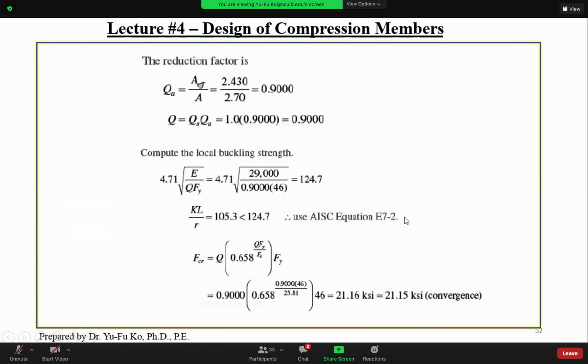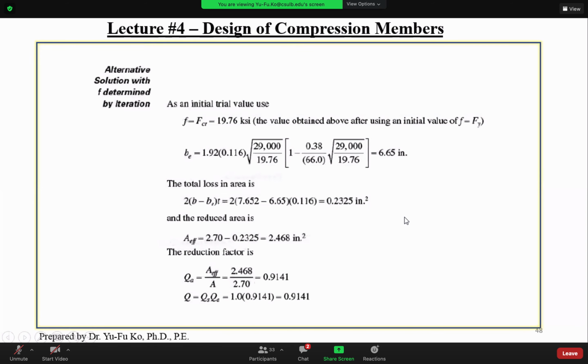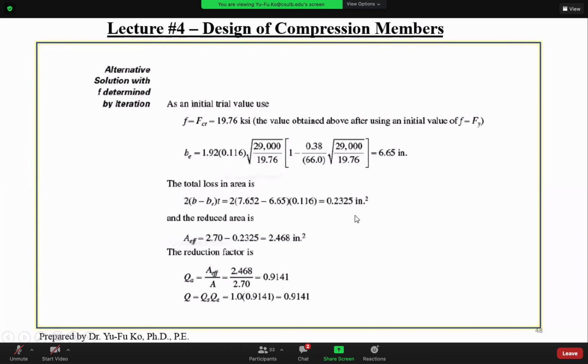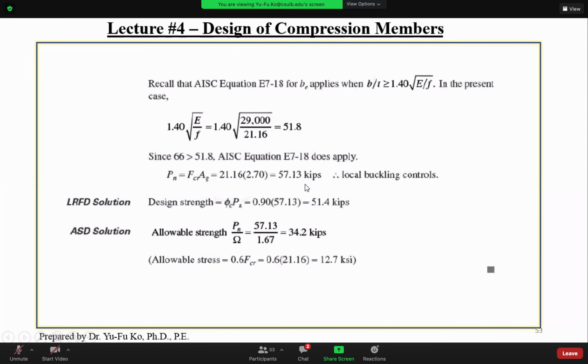If you use Fy, you got 53 kips. So there are 4 kips differences. This one, you assume F equal to Fy. Alright? But if you do iteration, you got 57.13 kips. Alright, so this will give you more accurate result by doing the iteration method.